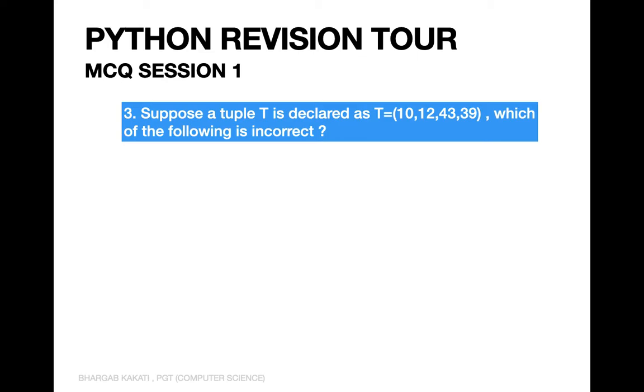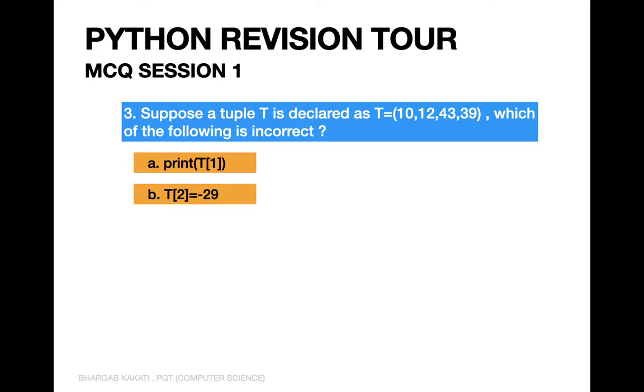Which of the following is incorrect? Now, T is a tuple. How can you say that this is a tuple? Because the items are enclosed within parenthesis, that is the first bracket. Therefore, it is a tuple. Now, you have to identify which of the following statements in Python is incorrect.